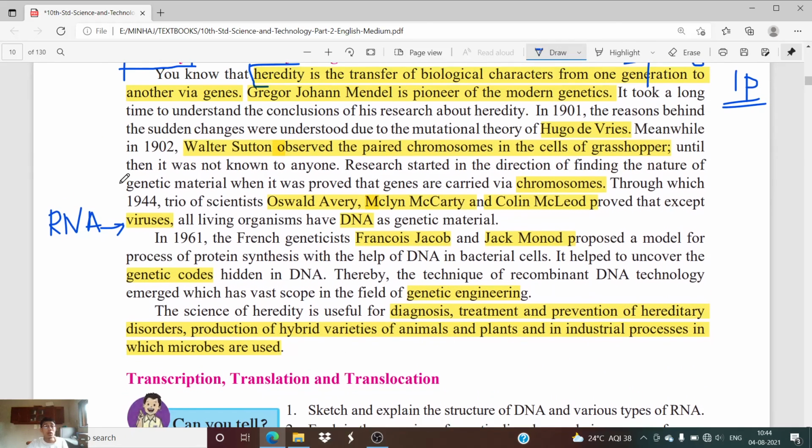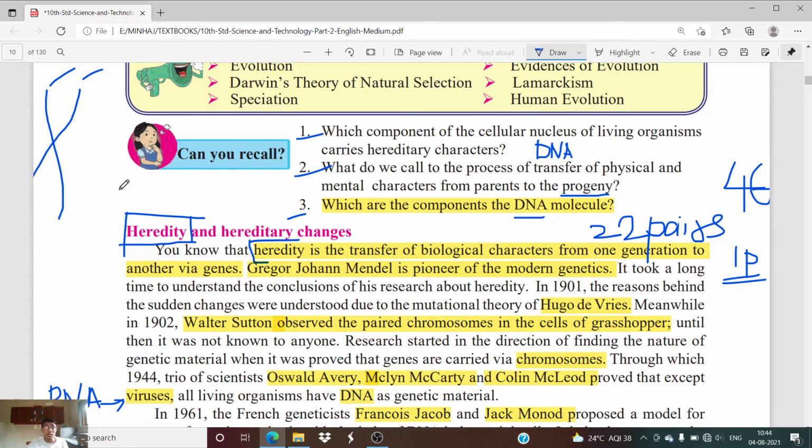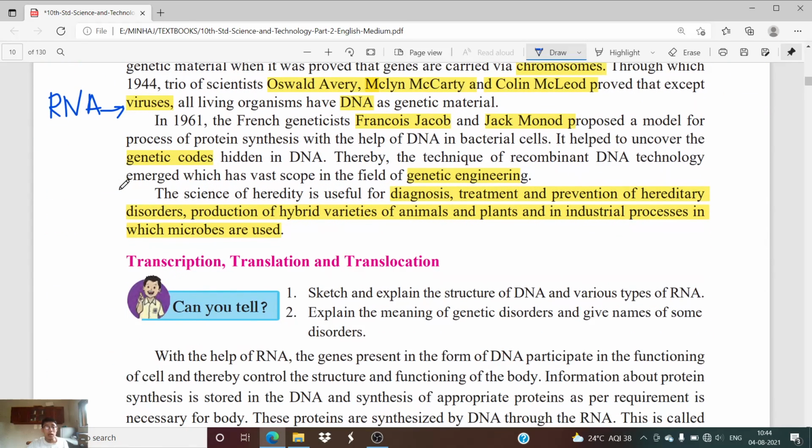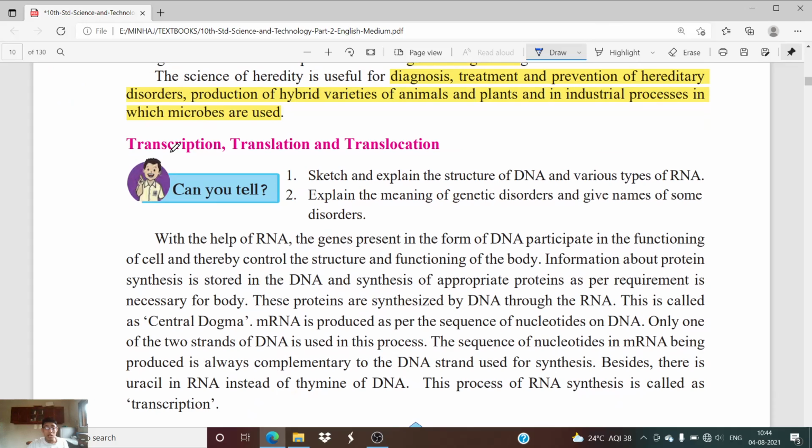Okay, so this is about heredity. In this particular lecture, we have seen the introduction to this chapter. Okay. In the next lecture, we will see about transcription, translation, and translocation. Okay. Until then.